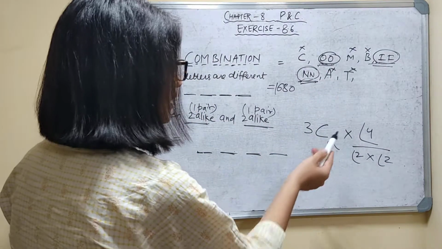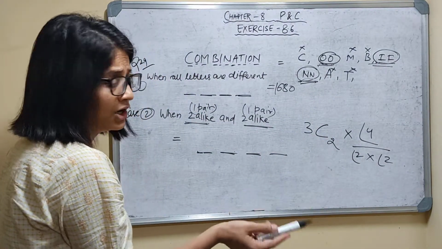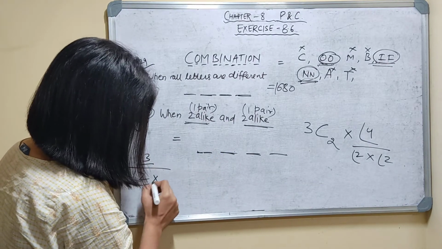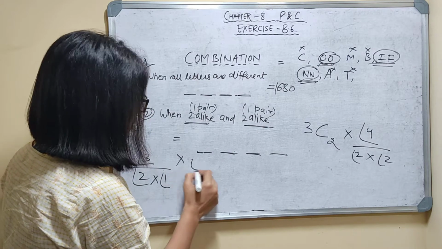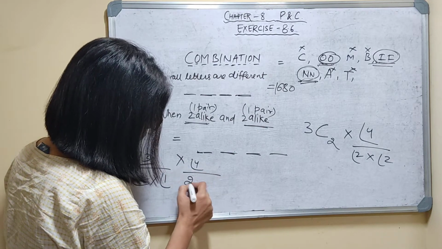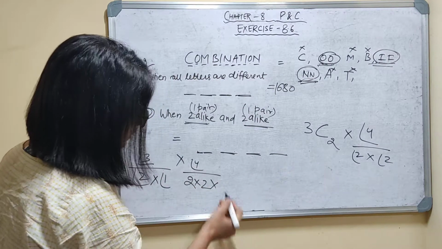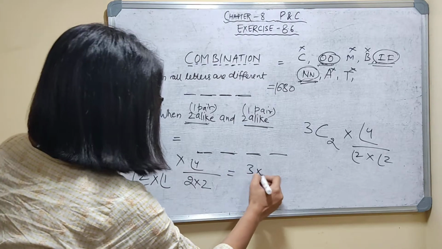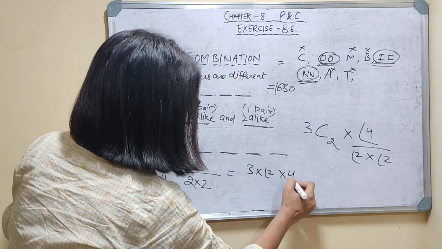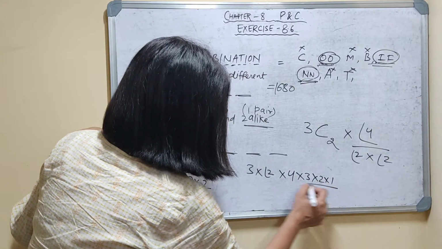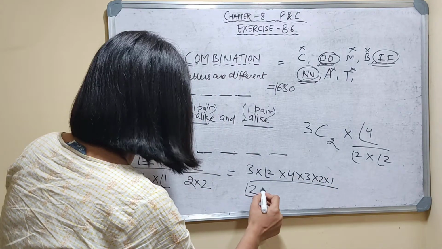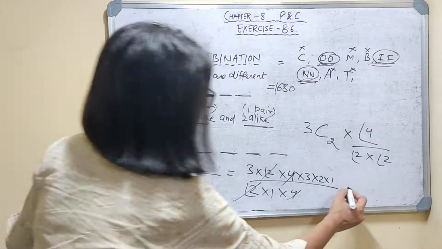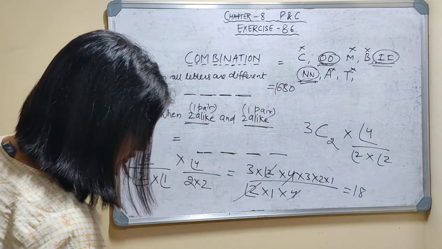So 3C2 into factorial 4 upon factorial 2 into factorial 2. 3C2 is factorial 3 upon factorial 2 into factorial of 3 minus 2, that is factorial 1. So it becomes 3 into factorial 4, that is 4 into 3 into 2 into 1, upon factorial 2 into factorial 2. Factorial 2 cancels, 4 cancels. How many letter words can you form?